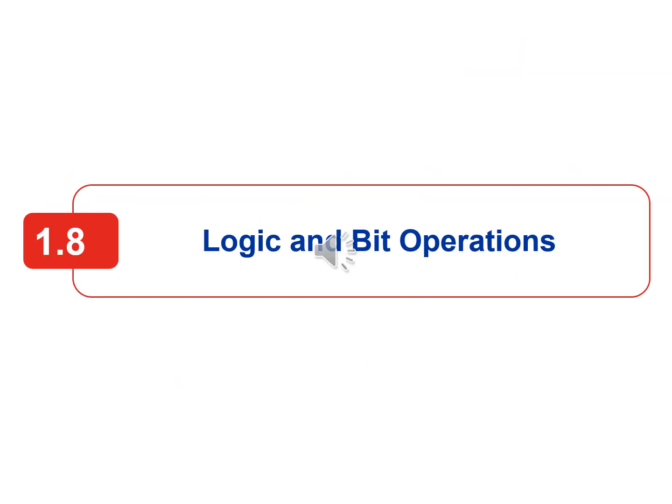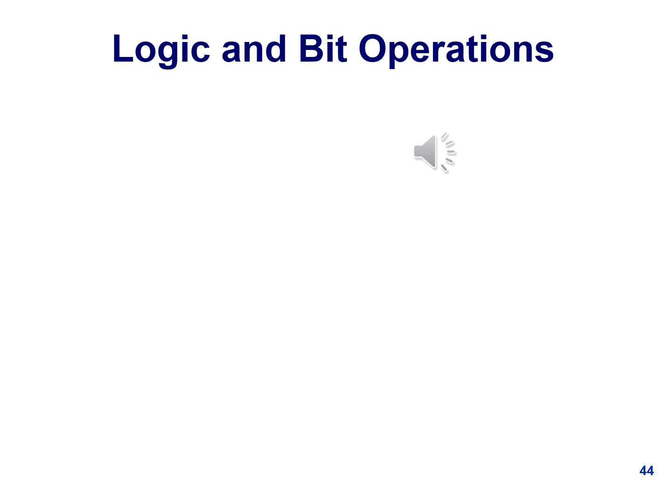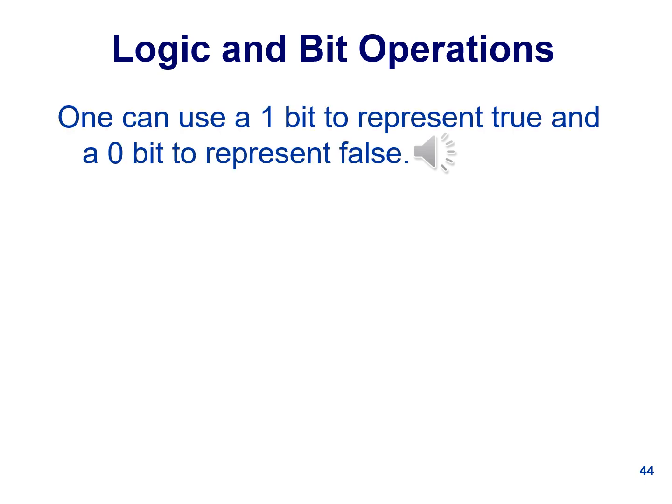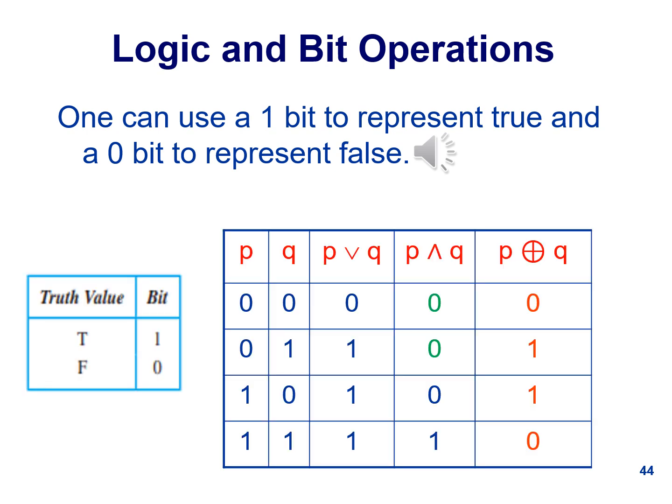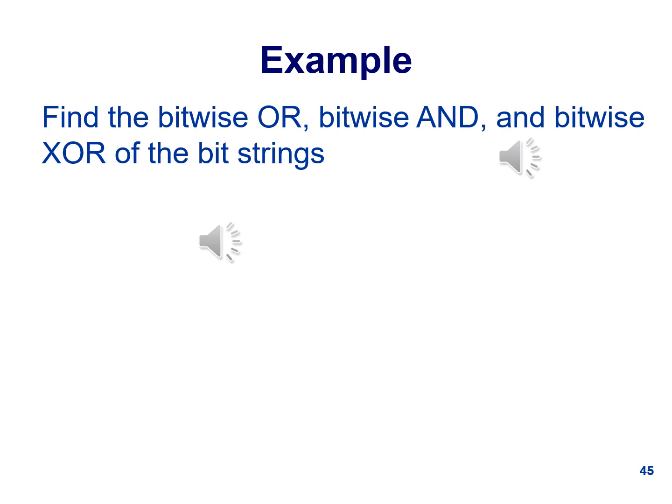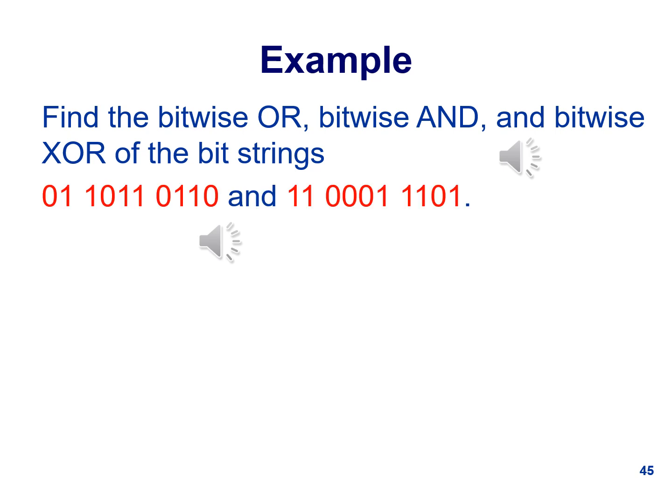Logic and bit operations. One can use a 1-bit to represent true and a 0-bit to represent false. Find the bitwise OR, bitwise AND, and bitwise XOR of the bit strings. Solution.